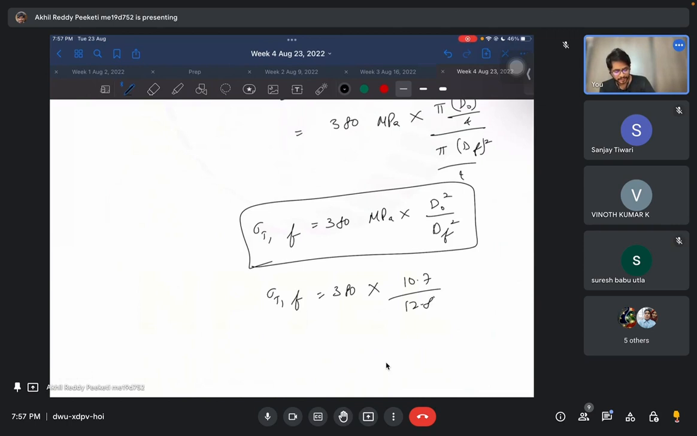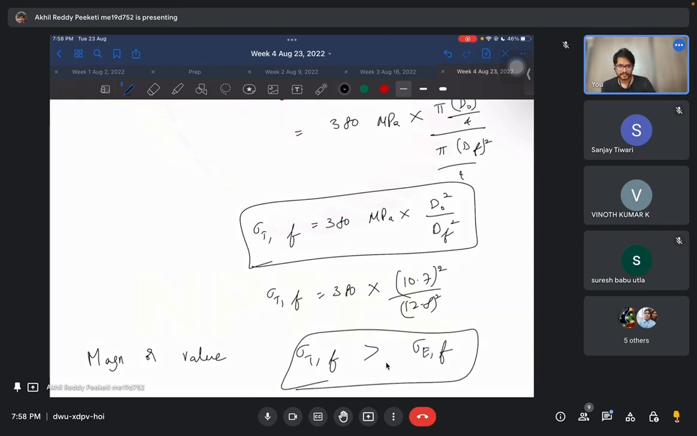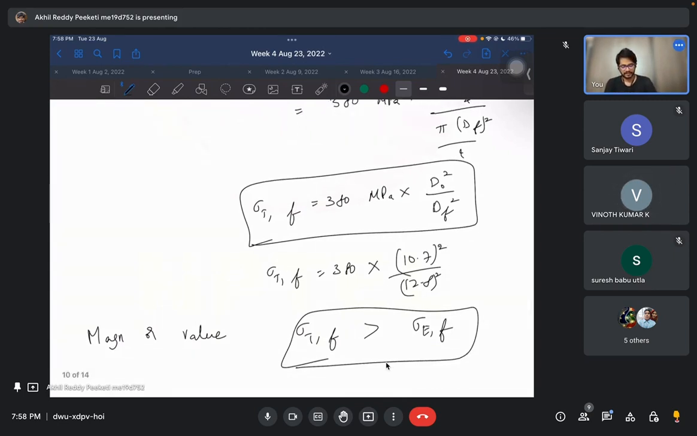by 12.8. So if you see the actual value, true stress is actually greater than the engineering stress. Yeah, did I write it correctly? d naught is 12.8, right, by d_F is 10.7. So if you see this sigma true at fracture over sigma engineering, this ratio is 12.8 square by 10.7 square. So this is obviously greater than 1.